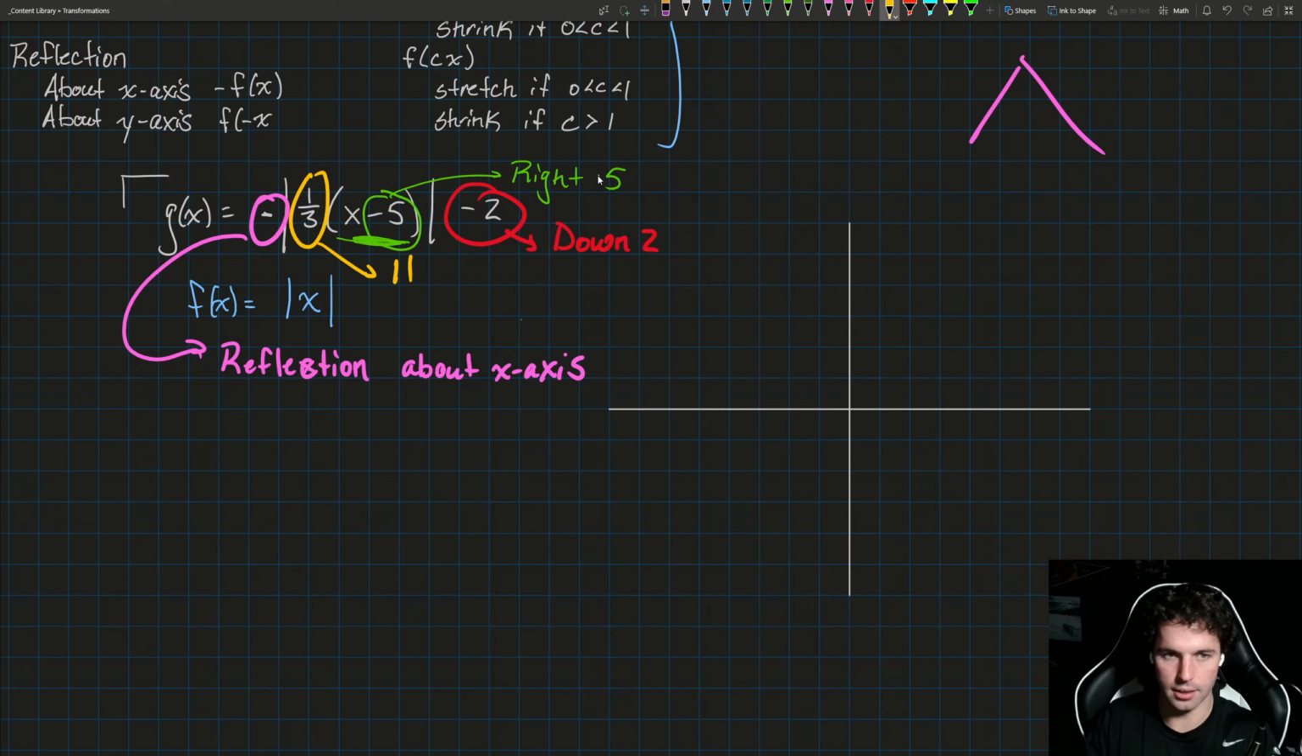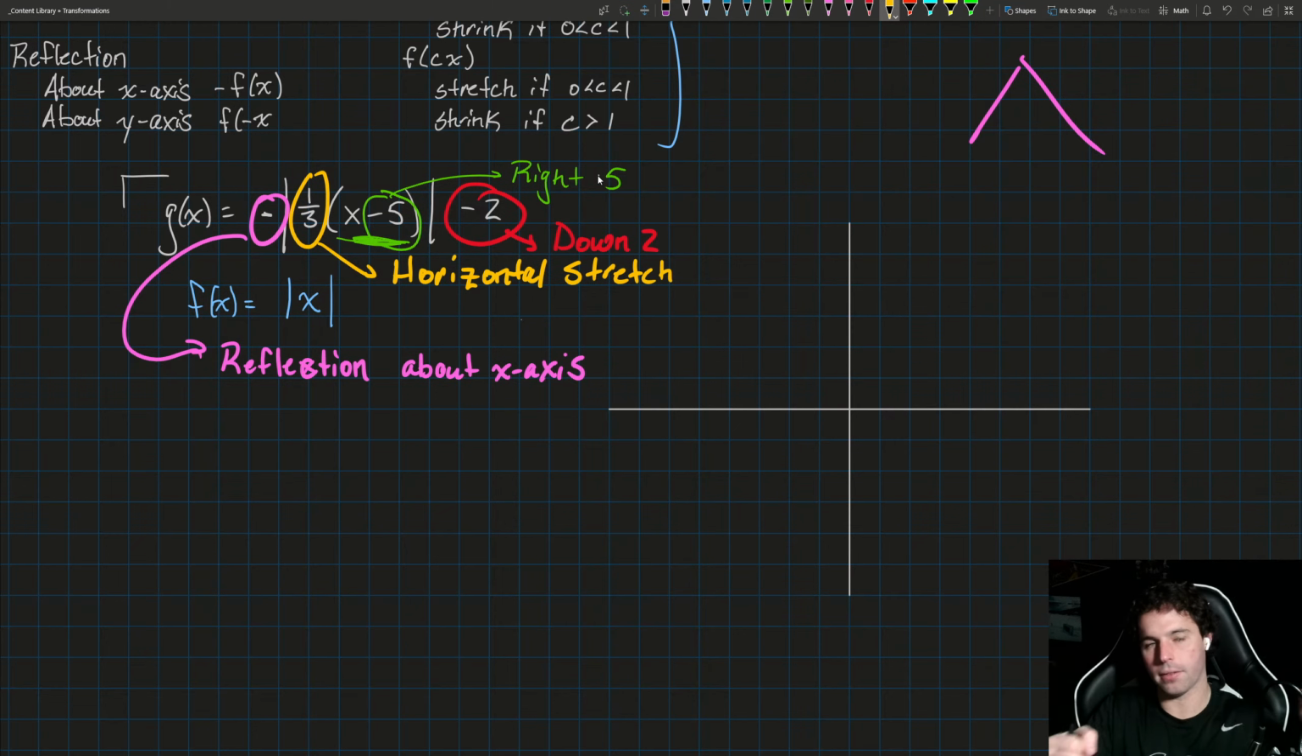You don't necessarily need to call it a horizontal stretch. You do need to know what it does, though. Okay, so I know a horizontal stretch, right? If you were going to take both ends of the graph and kind of stretch it out, that would make the graph less steep. Okay, so we have the absolute value function. It's going to shift right 5.